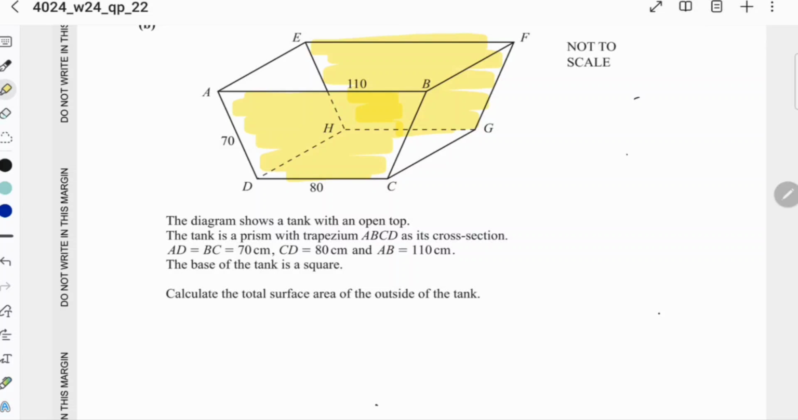AB and BC are equal, which is 70 centimeters. CD is 80 and AB is 110. The base of the tank is square, and we also know that CD is 80, so this is also 80, this much is also 80, this much is also 80. Because it's a square base, all the sides are equal.